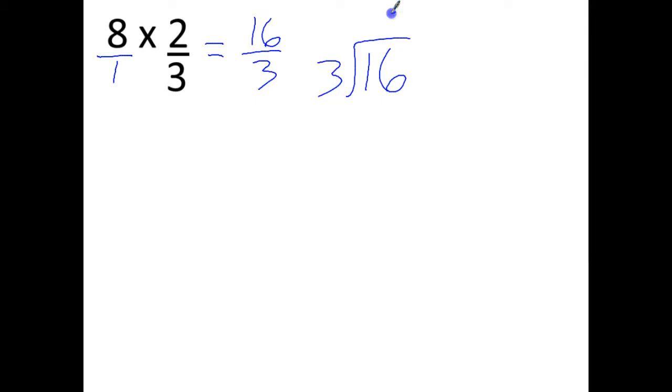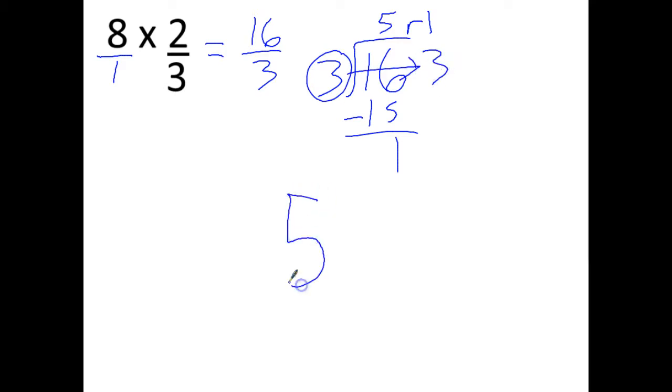8 times 2/3. Step 1, get my 1 in. 8 times 2 is 16. 1 times 3 is 3. 16/3 really means 16 divided by 3. It goes 5 times. I got 1 left when I subtract. 5 remainder 1. Bring that 3 over. And I like to say big 5 and 1/3.